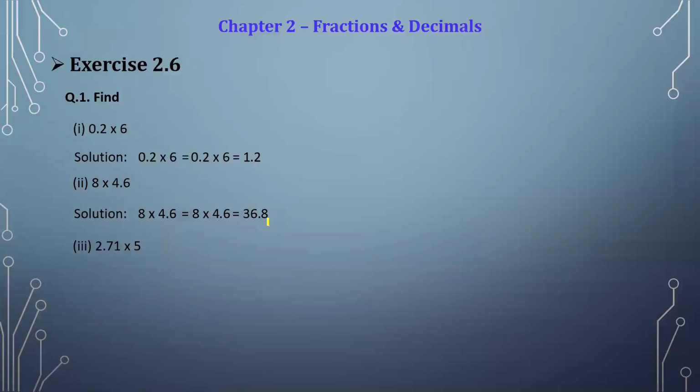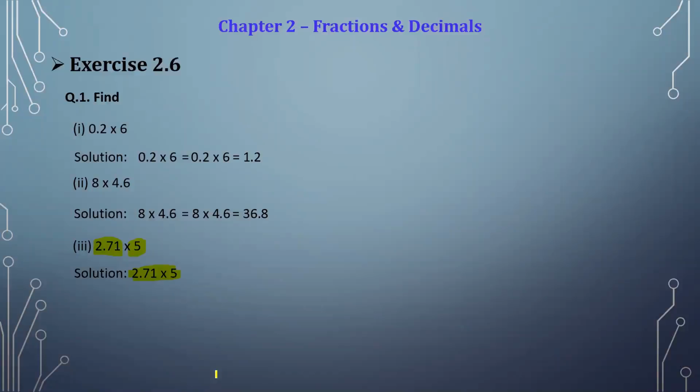Now we are going to consider another example, the third example, similar to the second example. This third example is 2.71 into 5. Here again two different numbers are there. The decimal number is 2.71 and the whole number is 5. Again the same type of product, decimal number into whole number. To solve it, we have to obtain the product of 2.71 into 5, and we are going to follow steps similar to the first two examples.